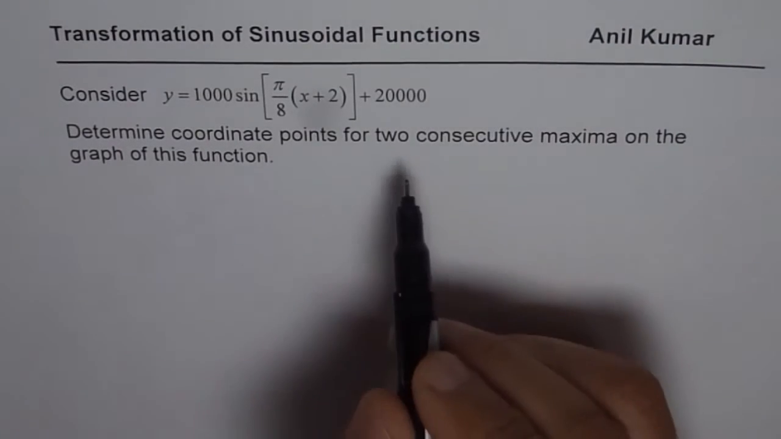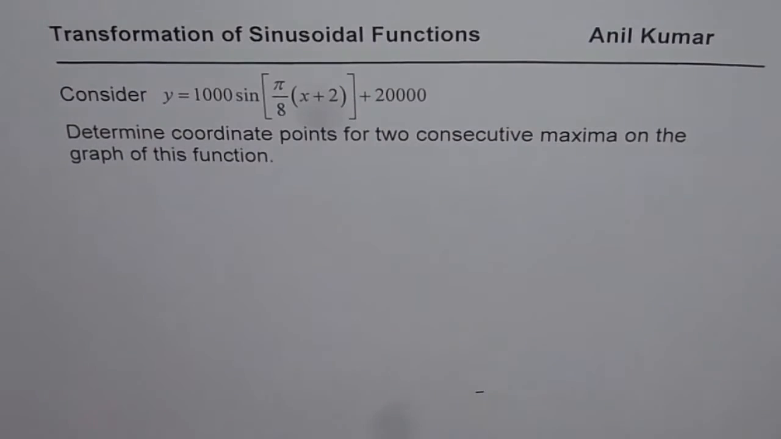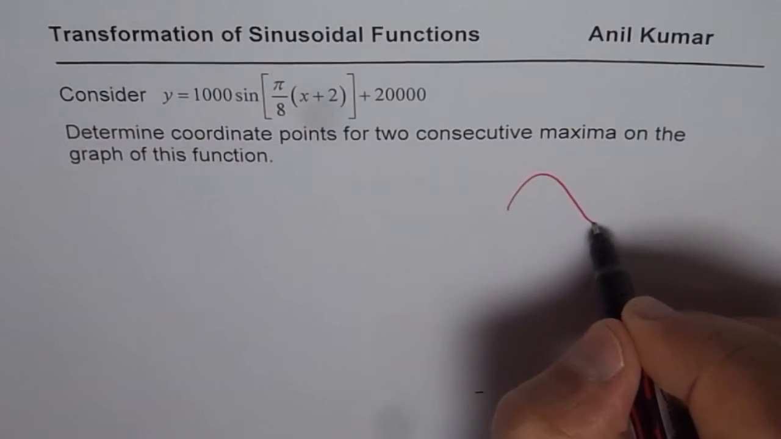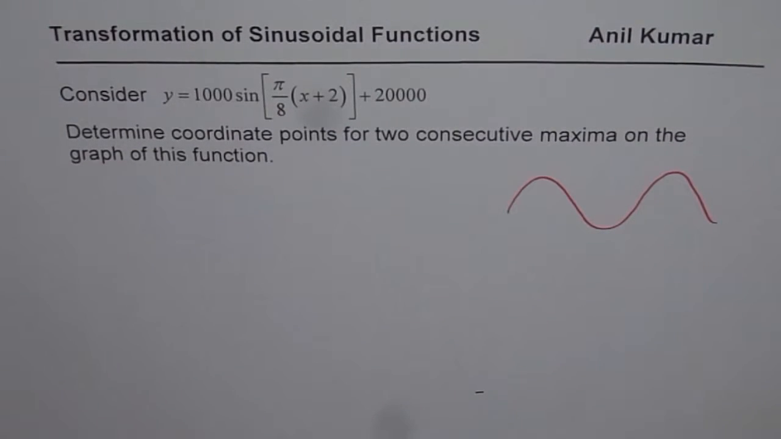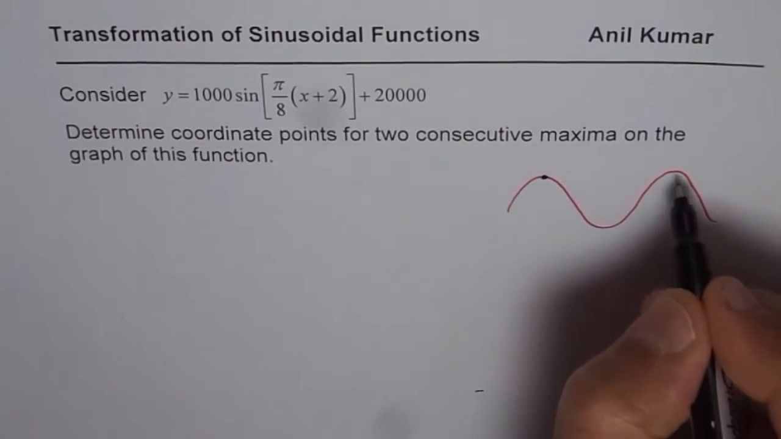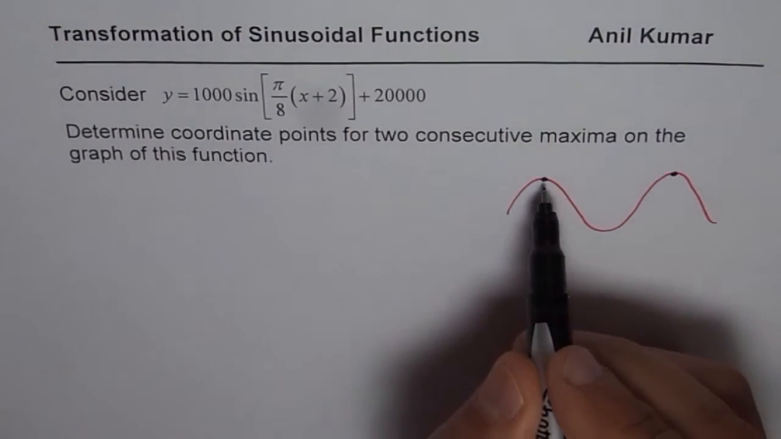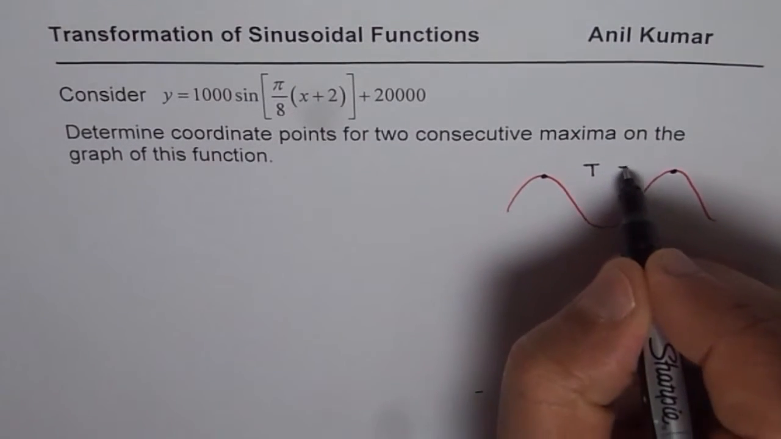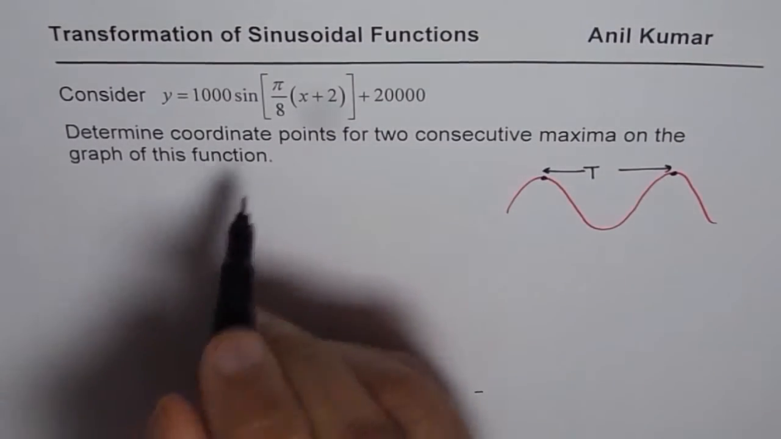We're talking about two consecutive maxima. That means the maximums which will come together. For example, if I sketch my sine function like this, let us say, in that case, we want coordinate points of these two which are together. Now clearly the distance between two maximum will be the time period T. So that is the distance between them. So let us begin by finding the time period itself.